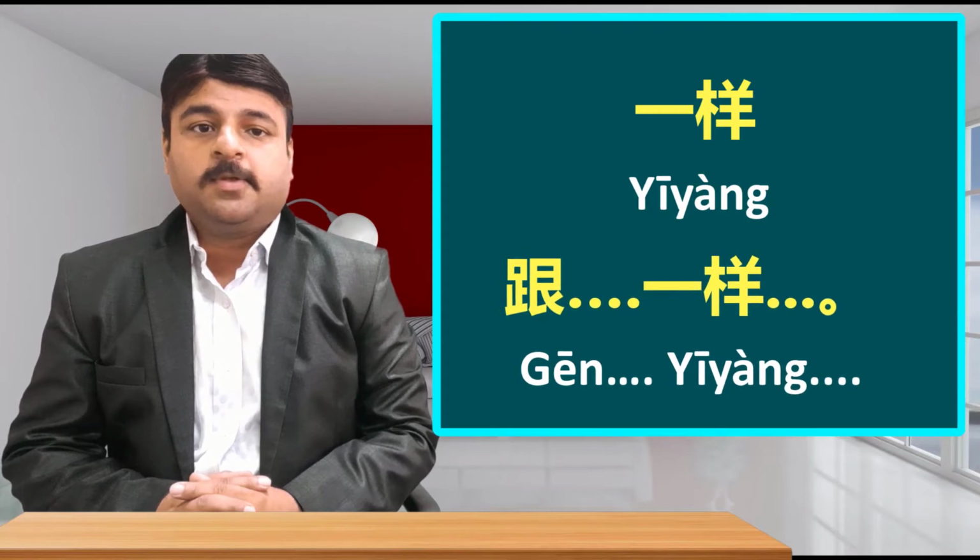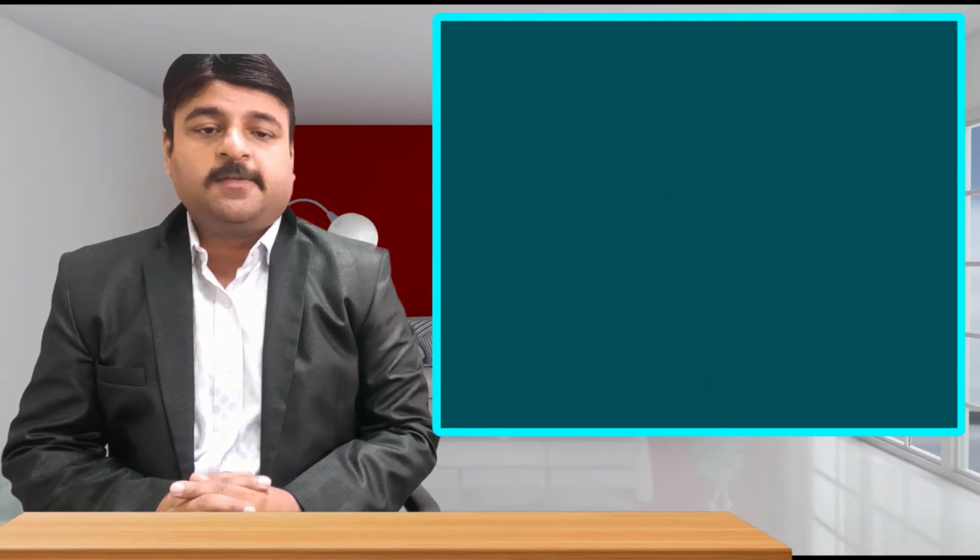Let us first have a look at the sentences in the box and understand how this structure is used and how this adjective 一样 is used to make comparison of same as. For example, his height is the same as mine. Let us read the following sentences from the box.